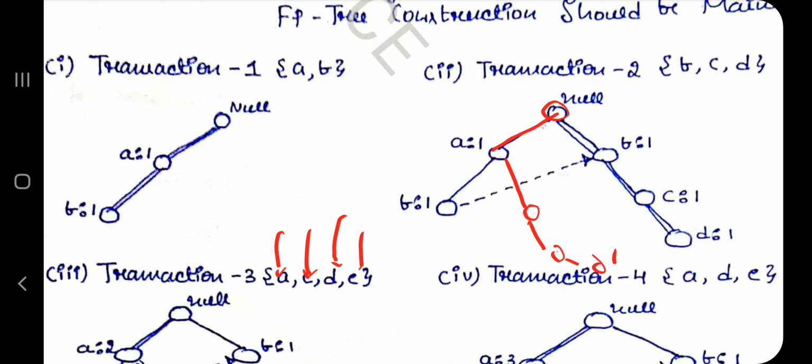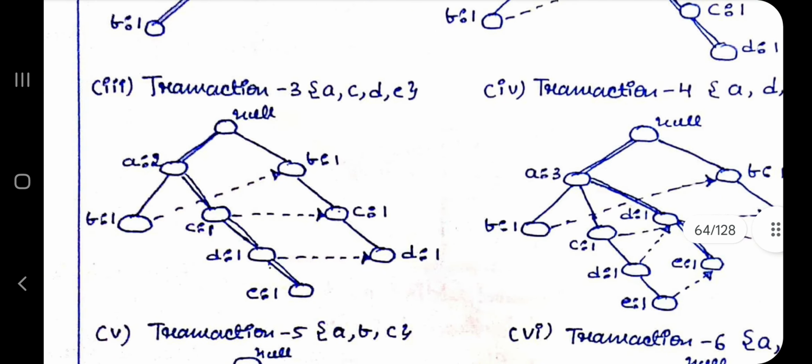Since they appeared one time, I'll write 1 1 1, but A has appeared a second time, because I am coming through the previous node. So A will be cut and written as 2. This diagram is given here. A has become 2, then C, D, E, and make the dotted line wherever you find the similar letters.